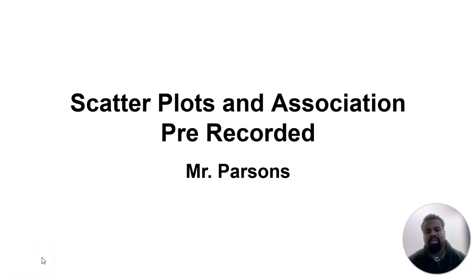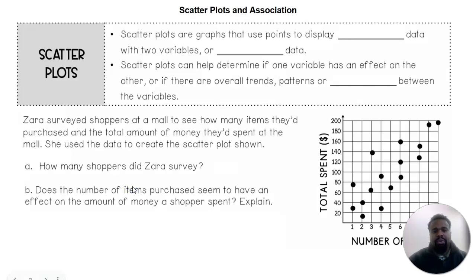I just want to take a few minutes to talk to you about scatter plots and association. So we use scatter plots to help us determine if there's association between two variables, and that's called bivariate data. We have two variables. Scatter plots help us to look at numeric data between those two variables. And so we're looking at this example here. If you notice, this is an example of what a scatter plot looks like.